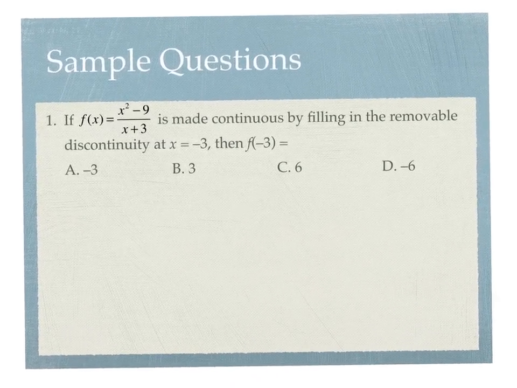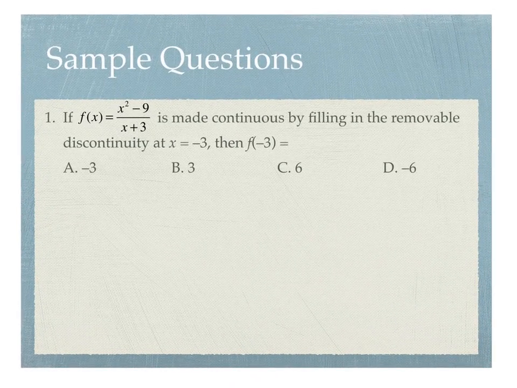Okay, so here, if x squared minus 9 is made continuous by filling in the removable discontinuity at x equals negative 3, then f of negative 3 is... Hey, it's later on. It's like slide, I don't know. Has someone found it? 17. Cool. Yeah, it's later on because we'll come back to this other stuff. I want to have enough time to actually look at these questions.